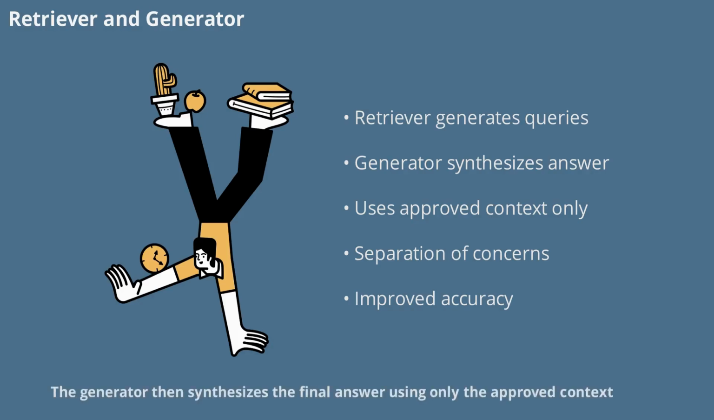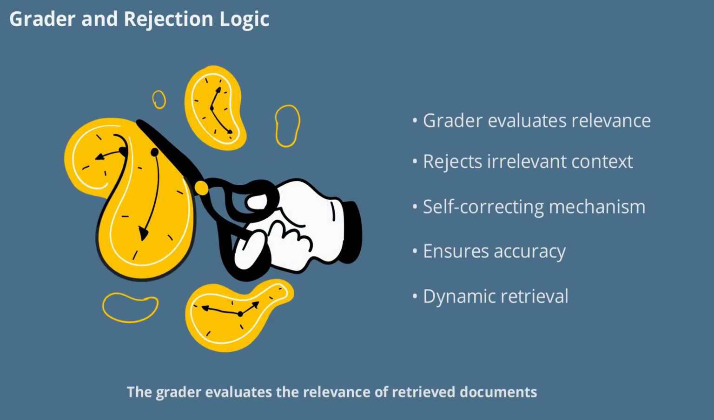The generator then synthesizes the final answer, using only the approved context. This separation of concerns ensures that each step is optimized for its specific role, improving both accuracy and efficiency. The grader evaluates the relevance of retrieved documents.